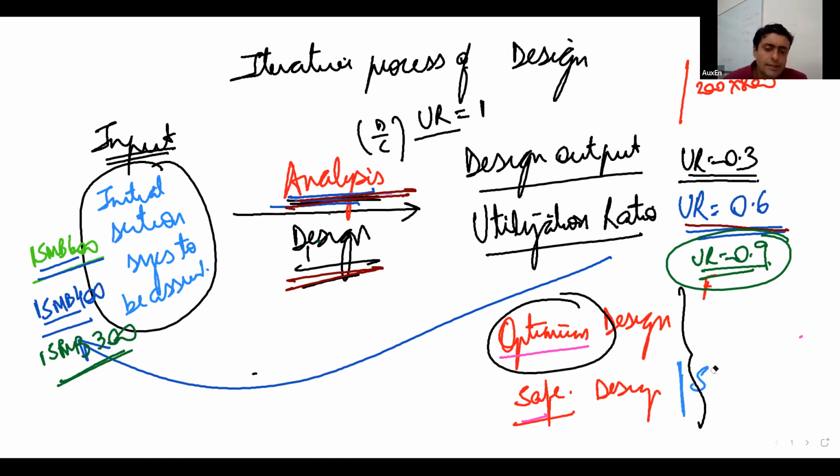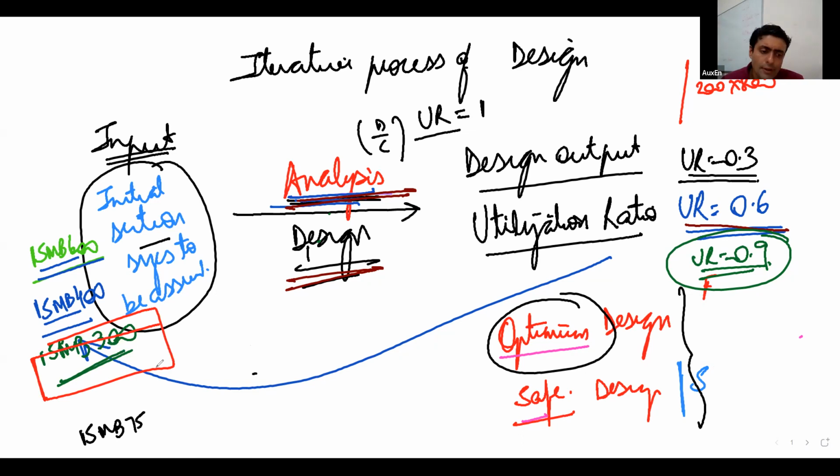Do you understand this? Is it clear? Design iteration could have worked in an opposite way also. How could it have worked in an opposite way? Suppose I used the initial section size to be ISMB 75.